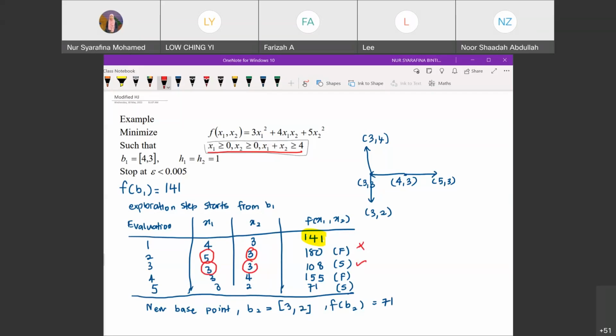And then this one, 155, of course, it is failure. And then you check, even though 3 is greater than 0, 4 greater than 0, and 3 plus 4 is 7 greater than 4, it is considered as failure because the value is greater than the testing function here. Okay, and then for this one, 71, of course, it is success, but you have to check 3 greater than 0, 2 greater than 0, and 3 plus 2 is 5 greater than or equals to 4. So this is considered success. So the most successful point will be here. Is that clear?